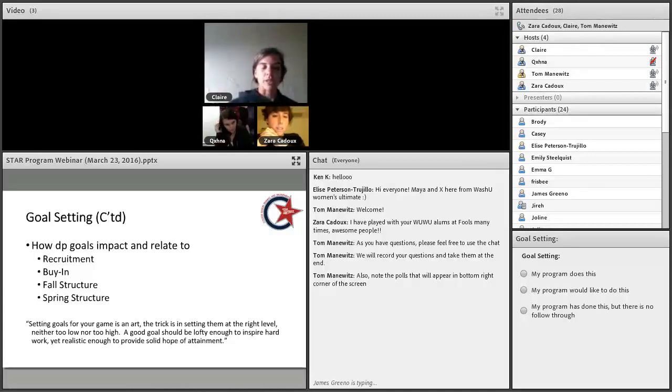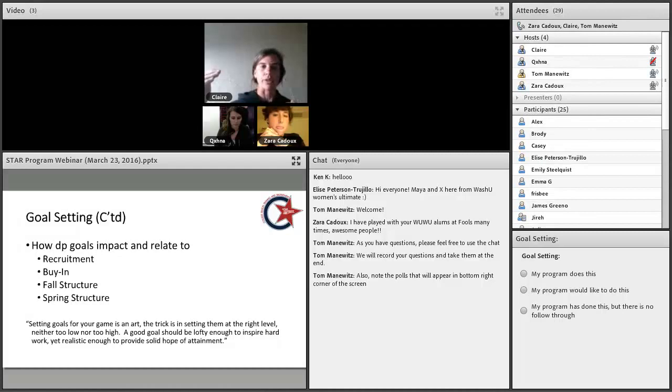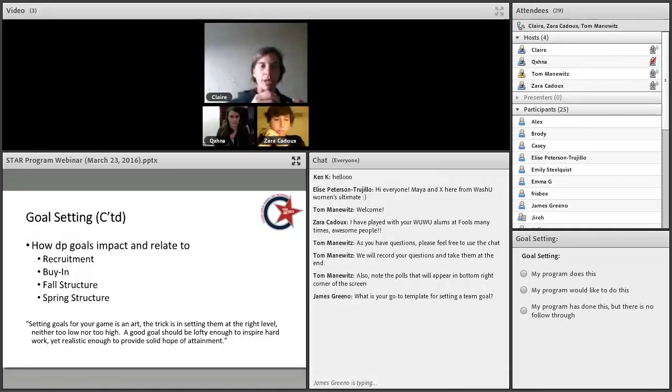And then the fall and spring structure. Again, if your goal is something like making top 10 at sectionals, you need to find tournaments and you need to plan practices that allow you to reach those goals. Say it's qualifying for nationals, you're going to want to try to get to tournaments where you're going to see qualifying teams from last year.